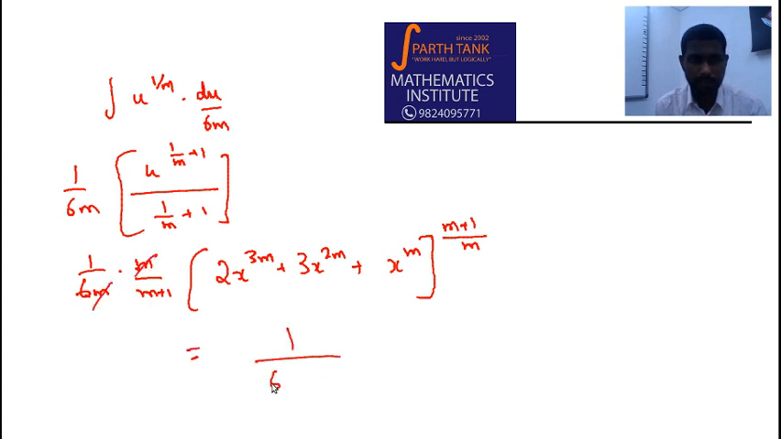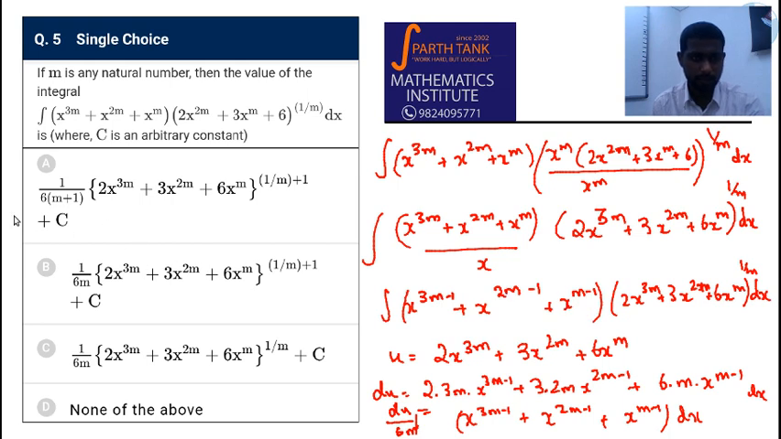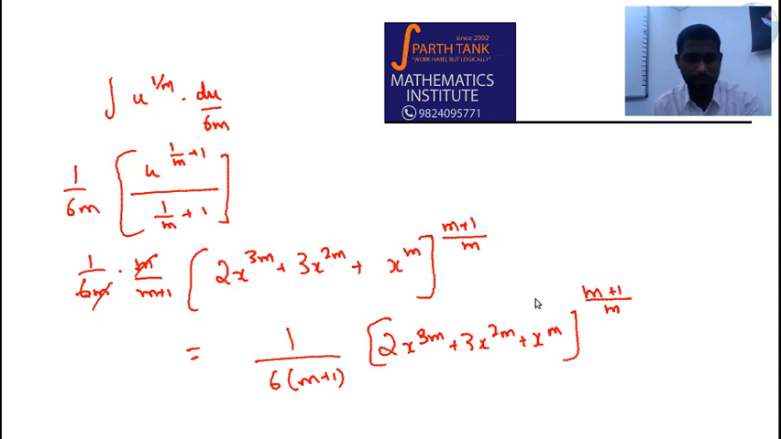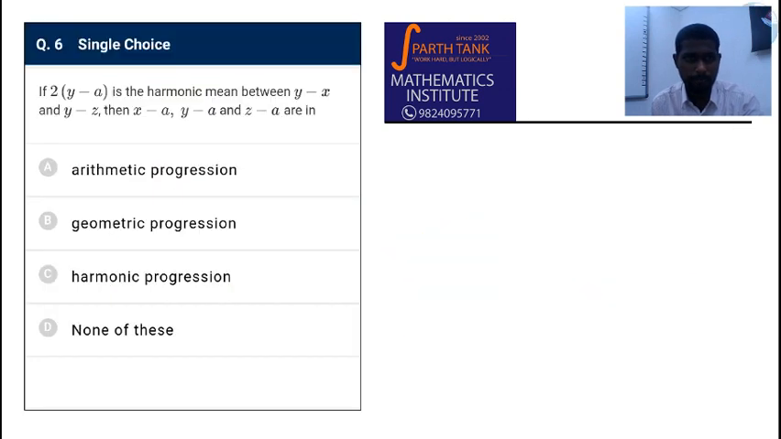So the answer is 1 by 6 times m plus 1, 2x to the power 3m plus 3x to the power 2m plus x to the power m, the whole raised to m plus 1 by m. And this is option A. 1 by 6 m plus 1, 2x to the power 3m and all that. Only this term has a 6m plus 1, right? And this is the power, this is the 1 by 1 plus m, if you want to keep it the same way. So the answer is option A. Very simple, multiply and divide by x power n, and using that you get u du form.